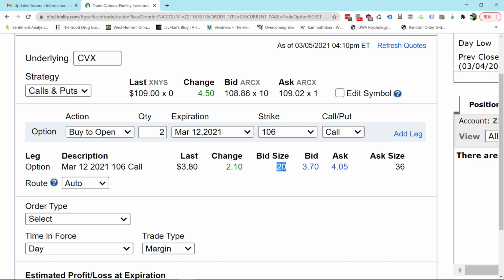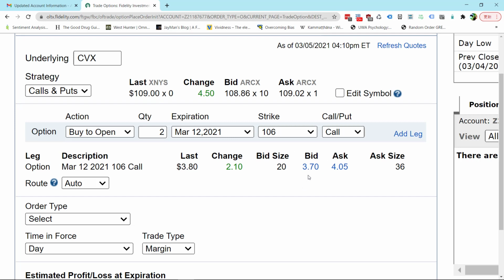Bid size and ask size, these are the number of people who want to buy this option. So there's 20 who want to buy this option right now, and there's 36 who want to sell right now. The size of this generally tells you how easy it is to get your trade filled. The higher the better.